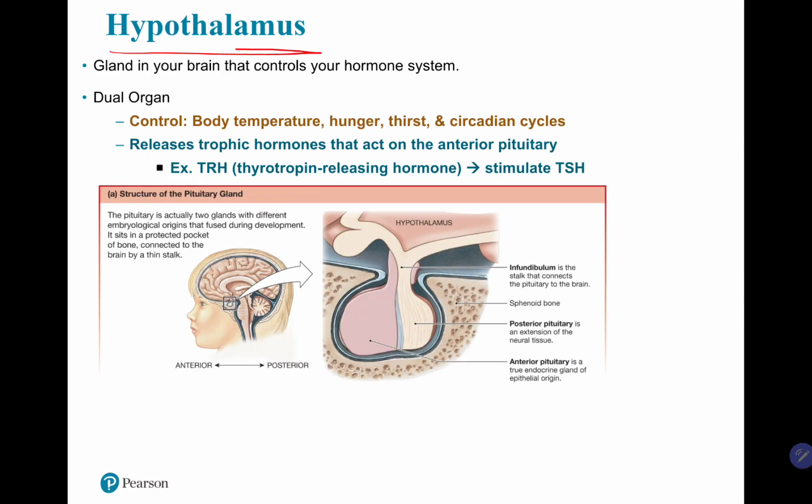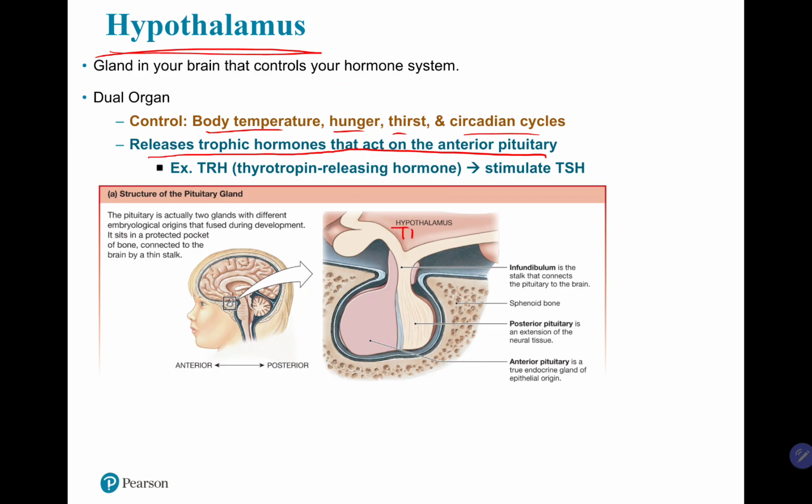The hypothalamus, talked about it before, I'll mention it again, is going to be a gland in your brain that controls your hormones, right? Now, it's going to have neural function, where it's going to be able to control body temperature, hunger, thirst, circadian cycles, things like that. And it's going to have an endocrine function, where it's going to release these trophic hormones that act on the anterior pituitary, right? So I'll give you an example, right?